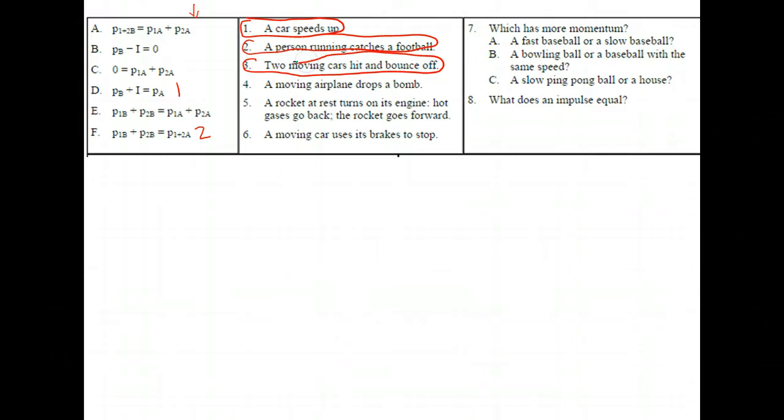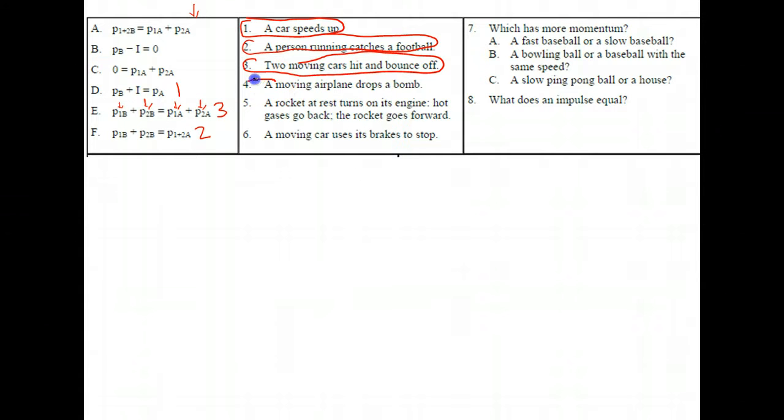2 cars hit and they bounce off of each other. Where would that be at? E. Yeah, very good. E. And that's because we're going to look at the velocity of one getting transferred to the other one. So we've got 2 objects, and they're both moving. So we know there's a momentum for that first car, momentum for the second car, and then there's also going to be momentum for both cars afterwards. So that's a good one there, right?